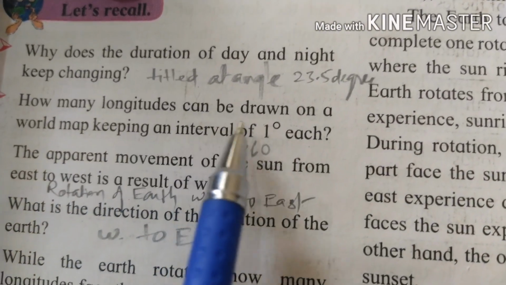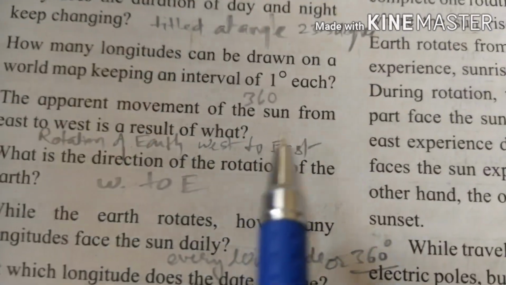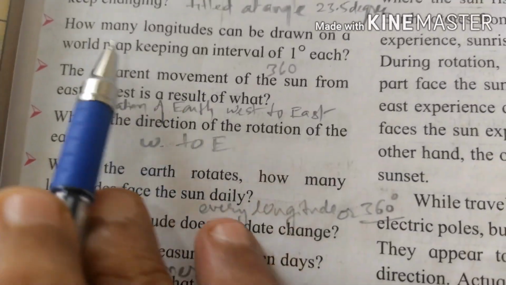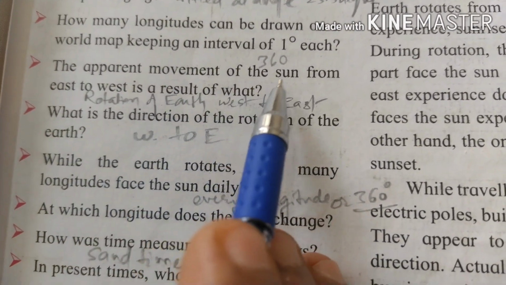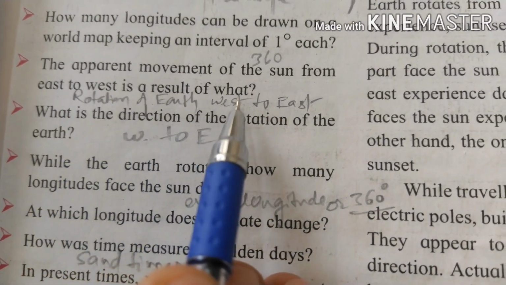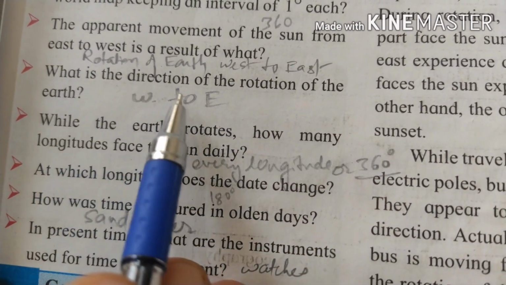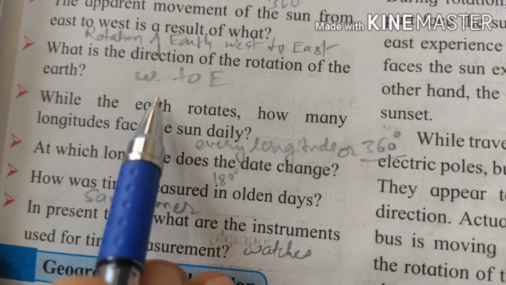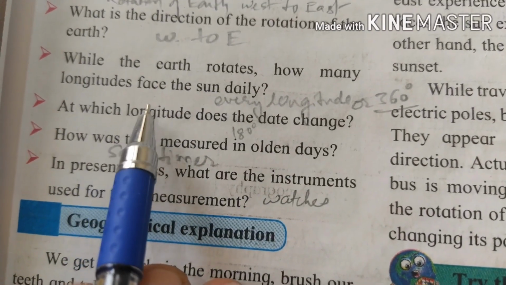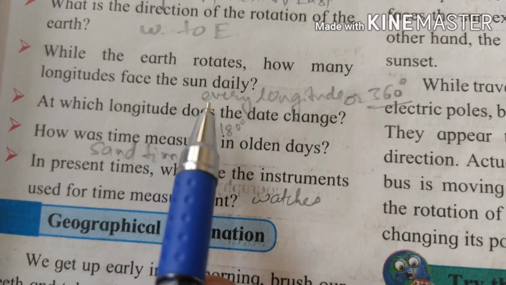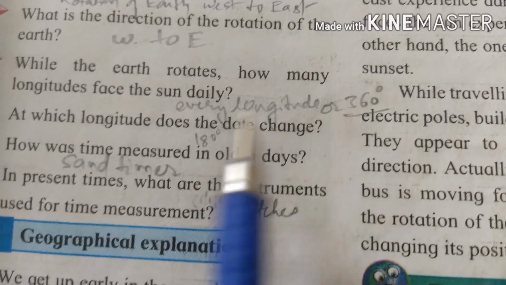Now, how many longitudes can be drawn on a world map keeping an interval of 1 degree each? That is 360 degrees, or we can say that 360 longitudes can be drawn. The apparent movement of the sun from east to west is a result of what? Because of the rotation of earth from west to east. Then what is the direction of the rotation of the earth? That is west to east. While the earth rotates, how many longitudes face the sun daily? All the longitudes face the sun, that is, 360 degrees, the whole.